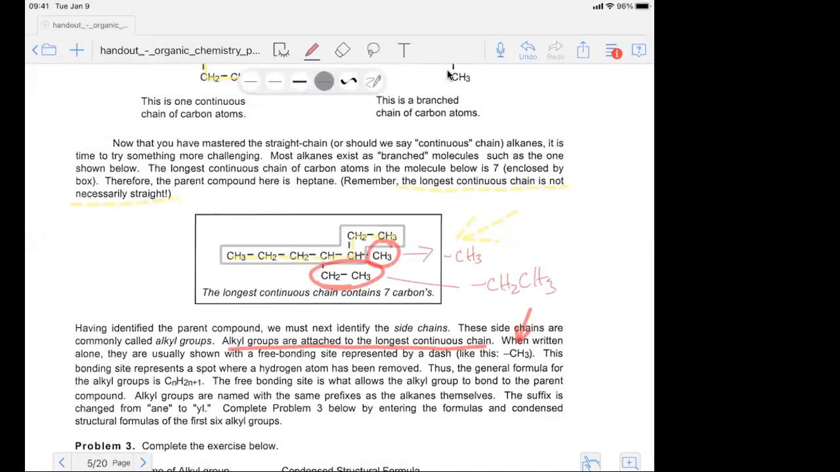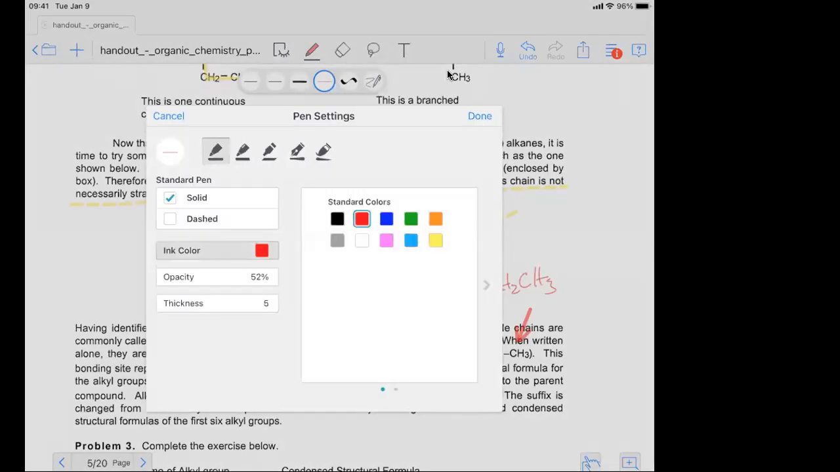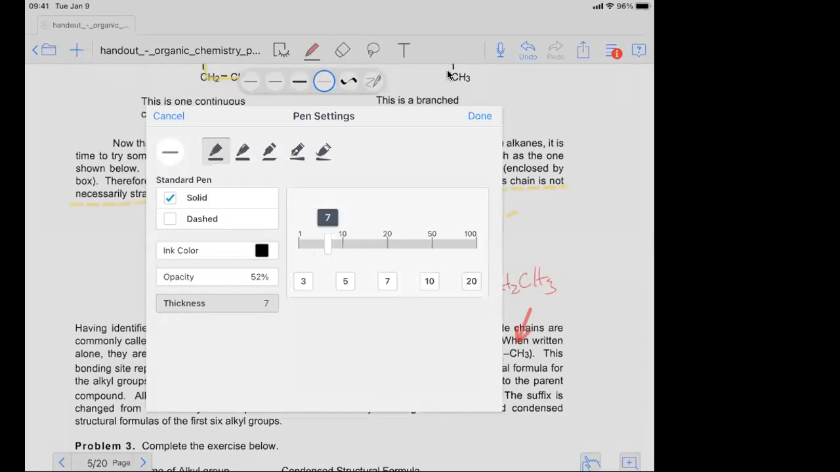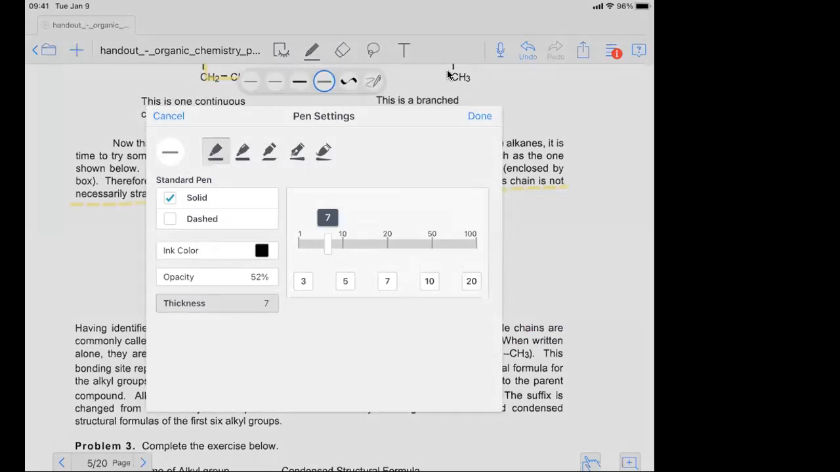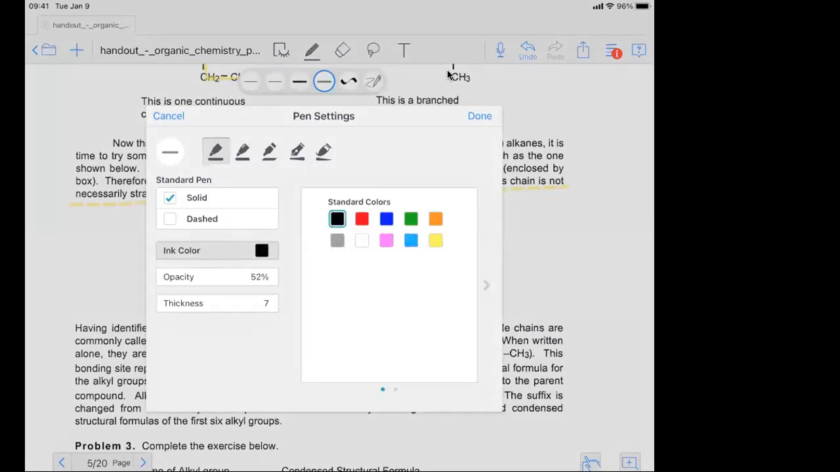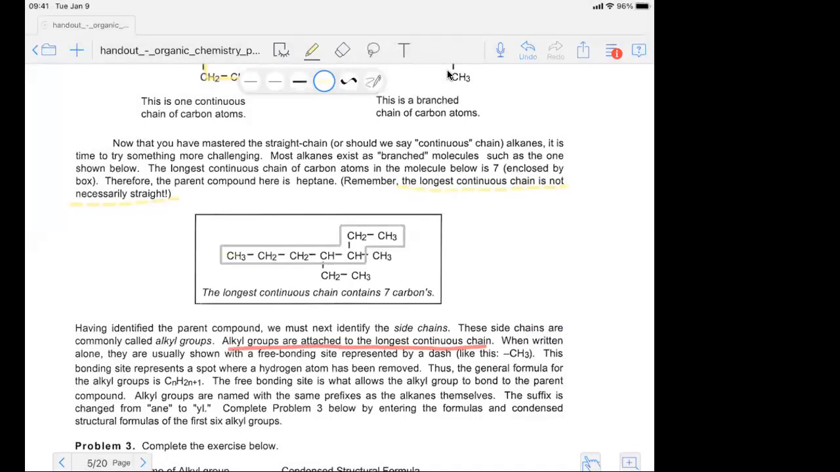So let me just back up a second. I don't want to get ahead of myself, and I feel like I am. Okay, so when you're going to name this compound, first thing you want to do is identify the longest parent chain, which we've done here. So you identify this as your longest parent chain.